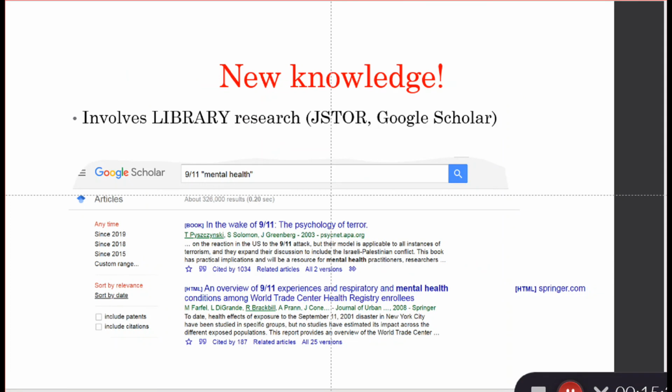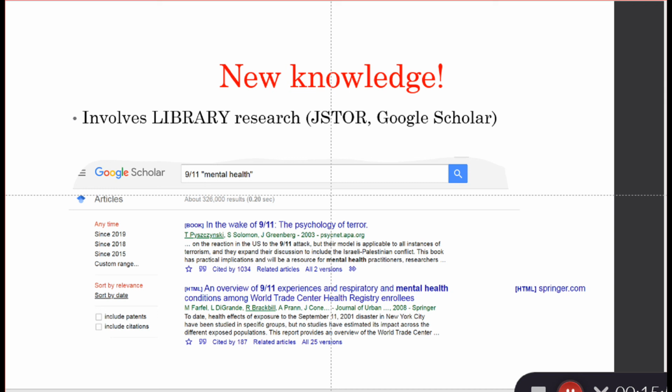Another thing I want to stress about your papers is that you are creating new knowledge. This is a senior seminar. This is a 400 level class. You're not writing a report on terrorism by North Korea. You're going to come up with some new knowledge about it, and this is going to involve library research. That is because you have to make sure that what you're doing isn't something that's already been done.